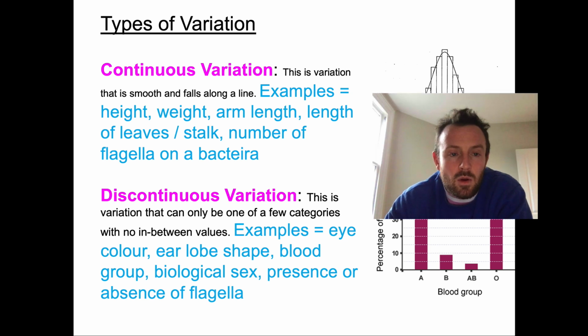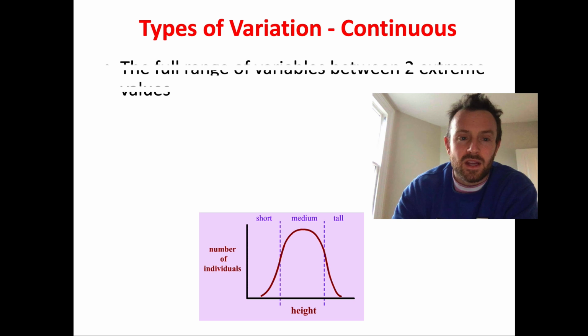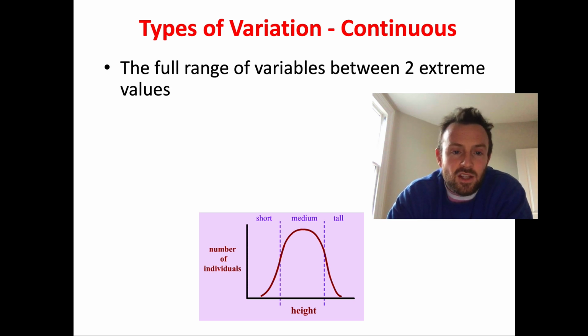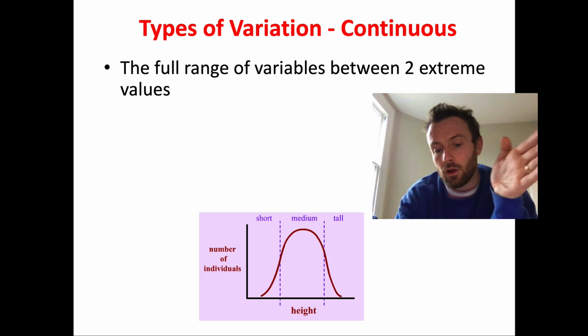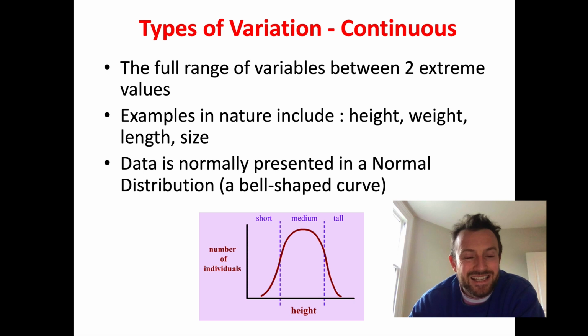So now we're going to go on and do a bit more work about continuous variation. Just to develop the maths of this a bit further, we can say that continuous variation has the full range of variables between two extremes. So like I said before, anywhere along a sort of spectrum. And data is normally presented in a normal distribution.